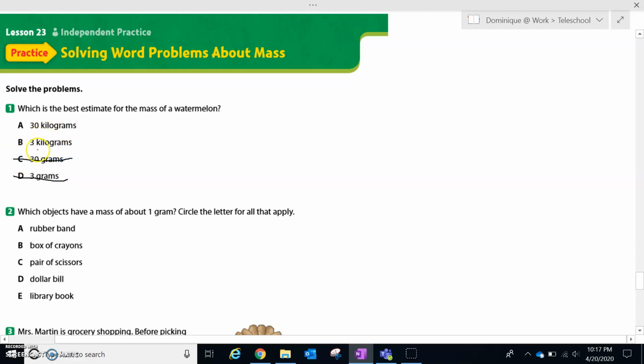So now we're left with 3 kilograms and 30 kilograms. So I want us to think, a watermelon is heavy, but it's not too heavy to carry. So which one of these, if you're thinking about books, if your parents gave you 3 books, it would be heavy, but you would still be able to carry it. 30 books would be really heavy. Do you think you could carry 30 books at one time? Probably not. So we're going to estimate that a watermelon is about 3 kilograms.